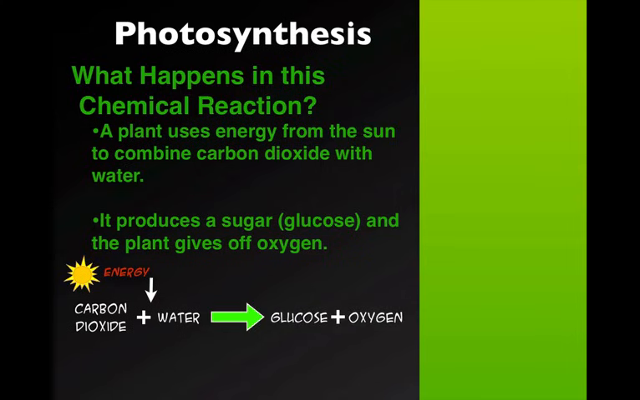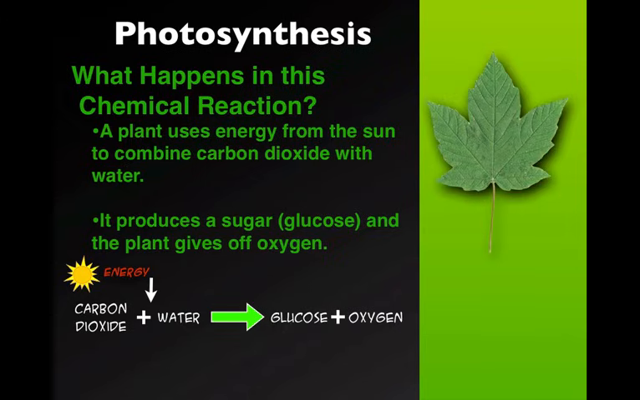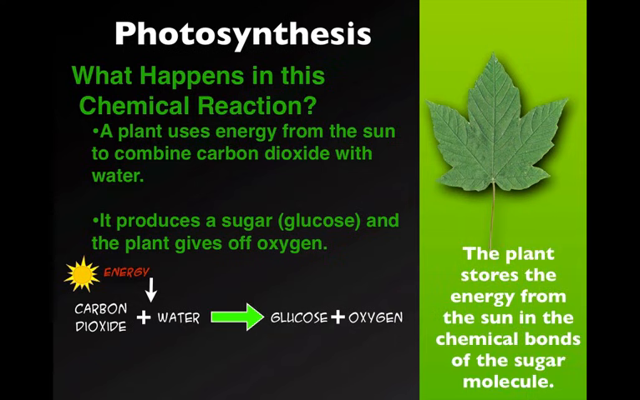At the bottom here, we've got a description of this chemical reaction in words. Again, we need to remember that it's in the chloroplast of the plant cell that this chemical reaction takes place. And usually, after the chemical reaction has occurred, the glucose or the starch is stored in the plant, and that chemical energy is stored in the bonds of the sugar molecule.